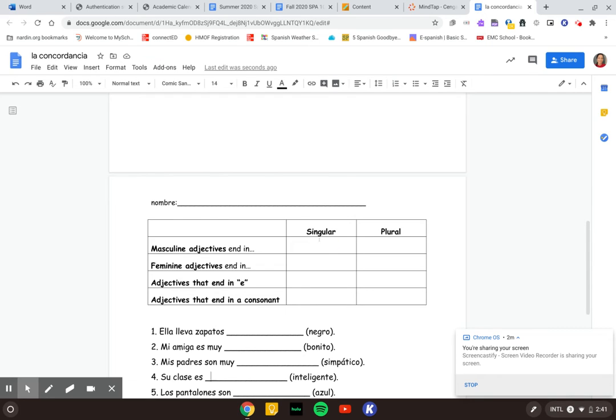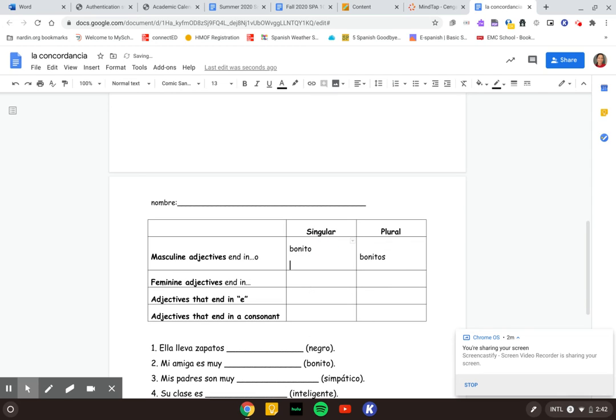So if we have a masculine adjective, let's say that it ends in an o. Say that we had bonito. So bonito is going to become bonitos if it were masculine plural. But also if there was the word bonita, like a female that was pretty, that would be bonita, and then the plural would be bonitas. So usually we say that when an adjective ends in an o, there are four forms. We have bonito, bonitos, bonita, and bonitas.